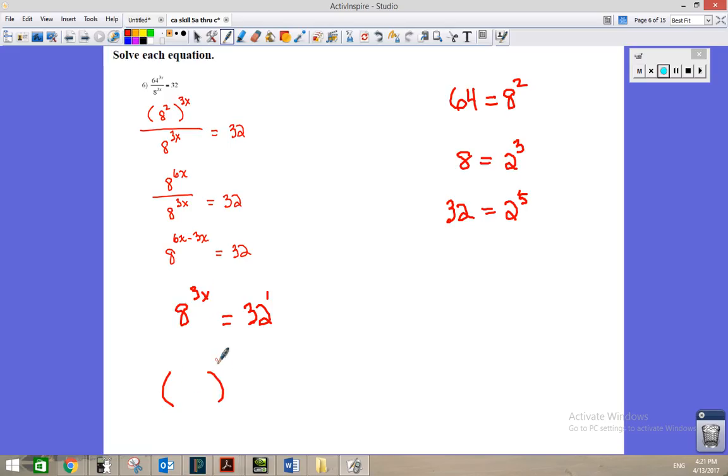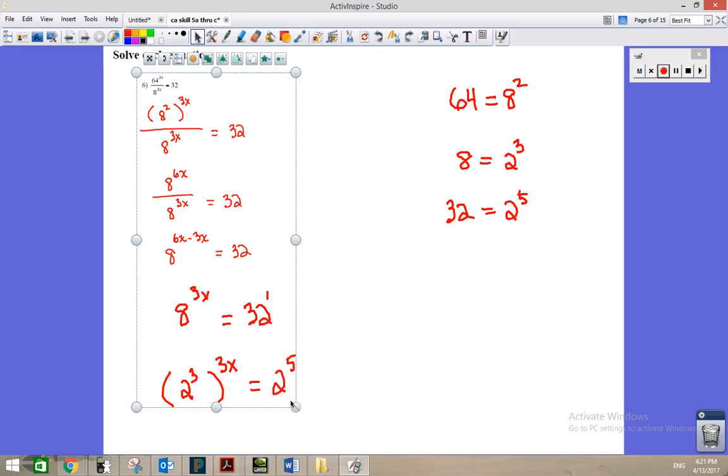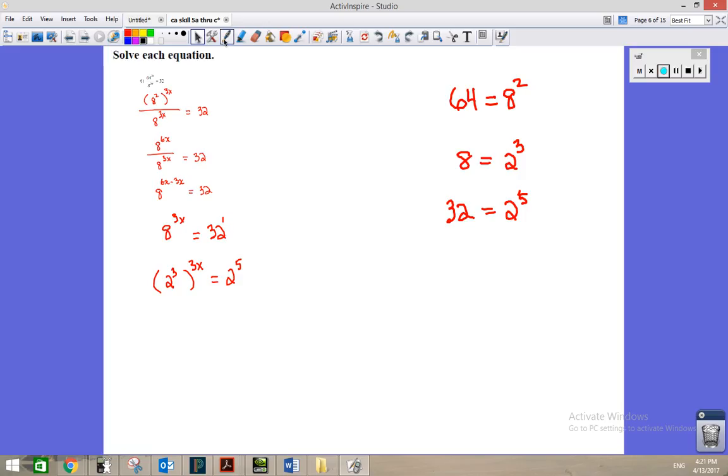This 8, I'm going to rewrite 8 as 2 to the 3rd power. And I'm going to rewrite 32 as 2 to the 5th power. So on the right hand side, this exponent 5 has a base of 2, but on the left hand side, this 3x has a base of 8 still, of 2 cubed. I need to multiply these exponents together. 3 times 3x is 9x, so this base of 2 now has an exponent of 9x. This base of 2 has an exponent of 5.